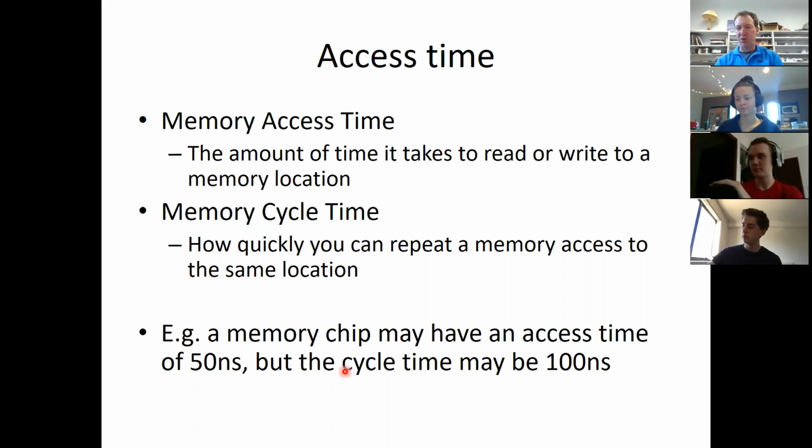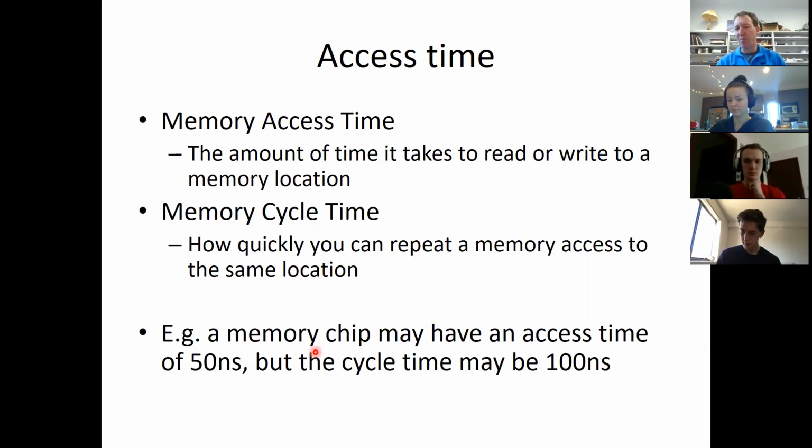So when we talk about speed, again, we have to talk about time. What is the access time for memory? Memory access time is simply defined as the amount of time it takes to read or write to the memory location. There's another time to consider, which is the memory cycle time. This is really how quickly you can repeat a memory access to the same location. Now, these two things are very, very different, because you can have a very fast memory access time, but possibly a slow memory cycle time. And both of them have to be considered.